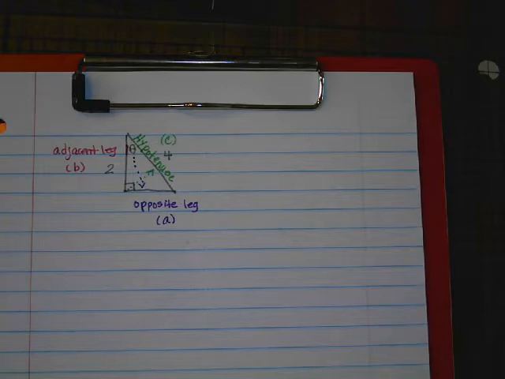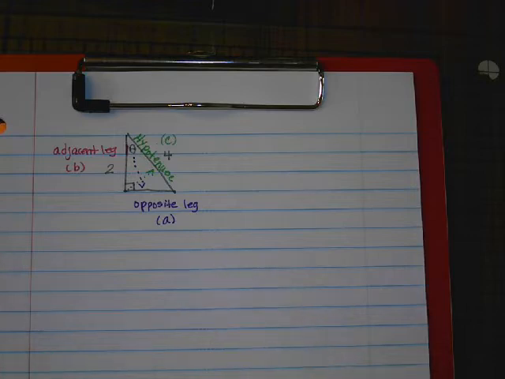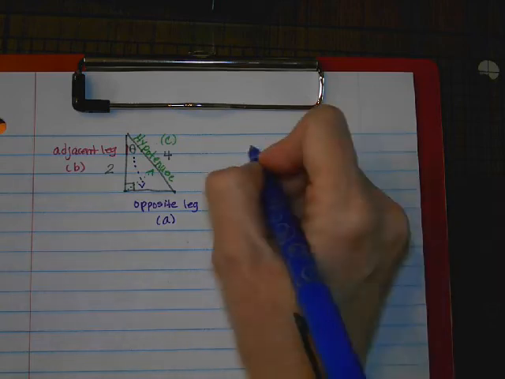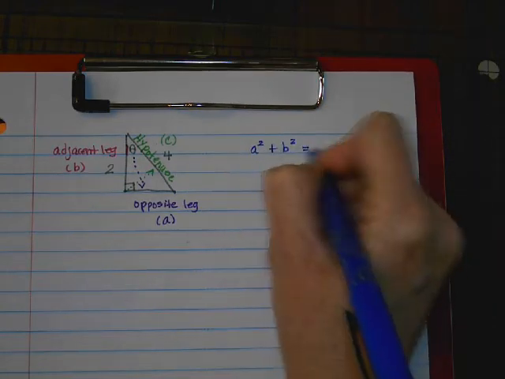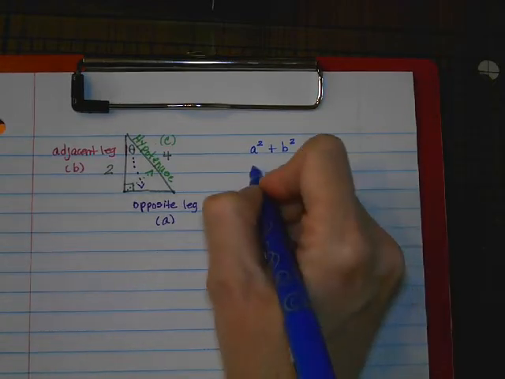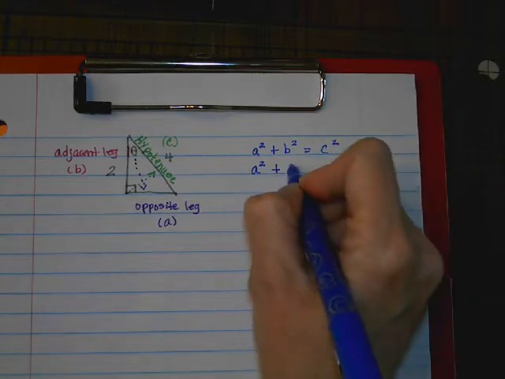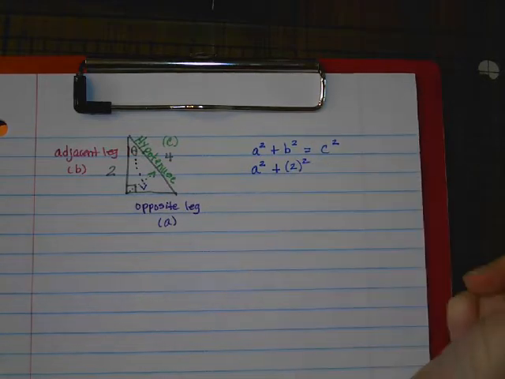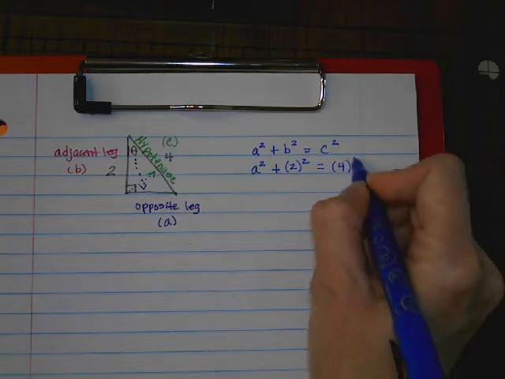So currently we know our C value and we know our B value, but we do not know our A value. So we're going to have to use our Pythagorean theorem to find that A value. So we're going to do A squared plus B squared equals C squared. So since we do not know our A value, we're just going to keep it A squared. Plus our B value, which is 2 squared. And then we'll take our C value, which is 4, and then squared.